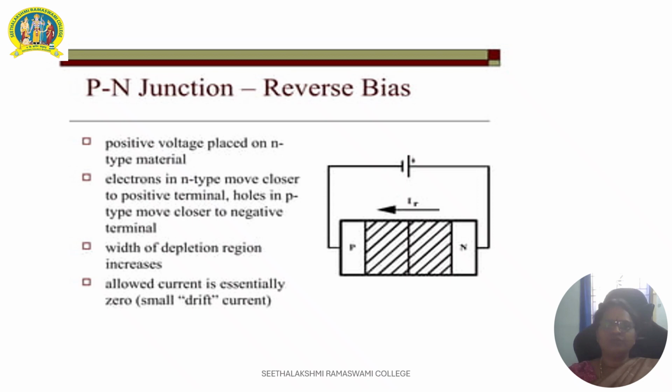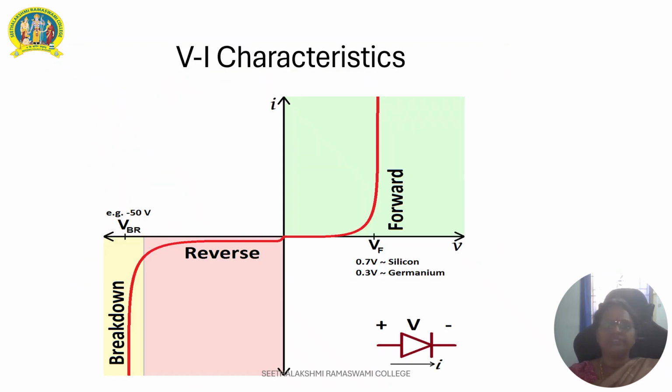But in the case of reverse bias of PN junction diode, positive voltage placed on n-type material, electrons in n-type move closer to positive terminal, holes in p-type move closer to negative terminal. Here the width of depletion region increases. The current is essentially zero, that is small drift current.